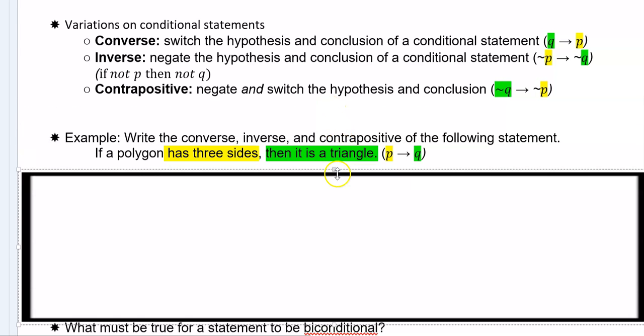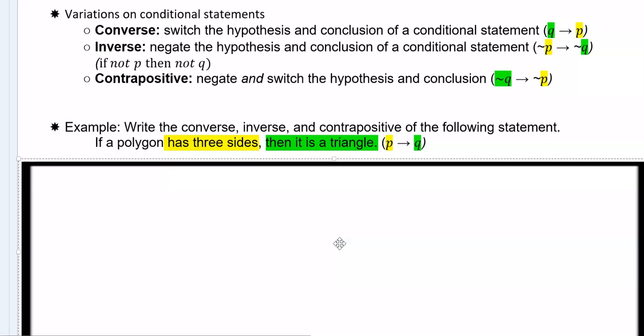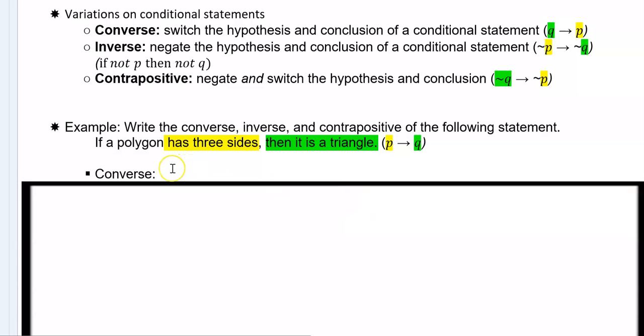So let's try an example. We're going to write the converse, the inverse, and the contrapositive of the following statement. If a polygon has 3 sides, then it is a triangle. So our first step is to write the converse. In the converse, we're going to switch the hypothesis and conclusion. So we could say, if it is a triangle, then a polygon has 3 sides. So you notice that I switched the is a triangle and has 3 sides.